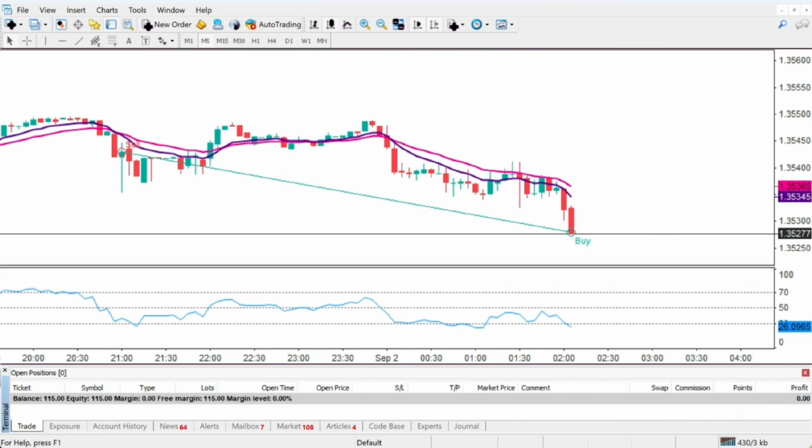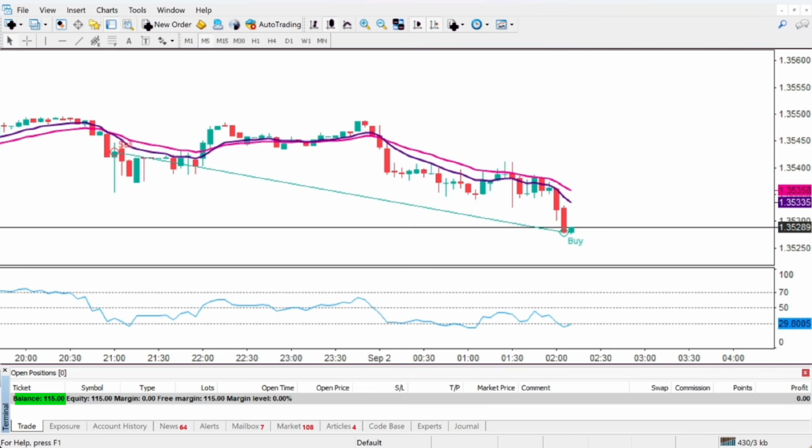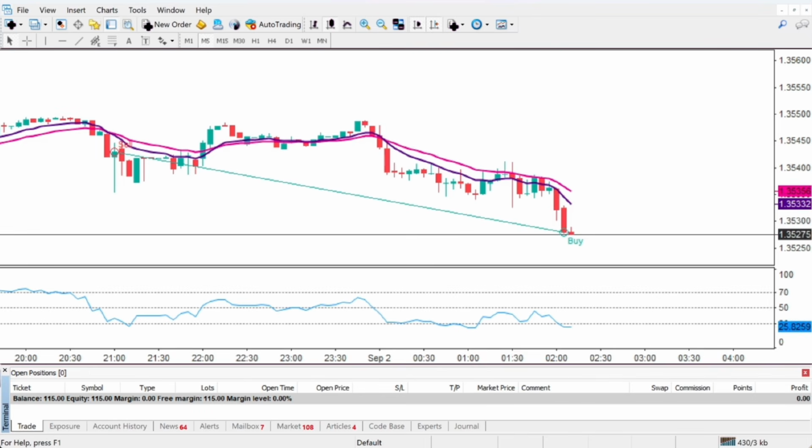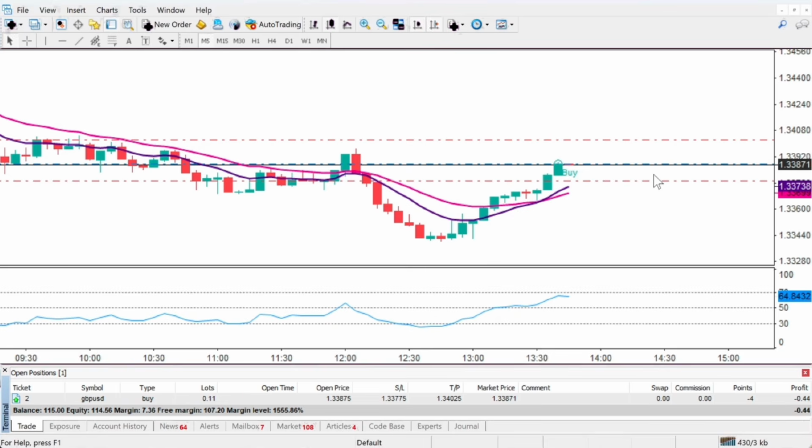And wow, price just pushed straight up and hit take profit. First trade, a clean win. Balance now at $115. Gemini's off to a nice start. But let's see if it can actually stay consistent. Alright, jumping into trade number 2.